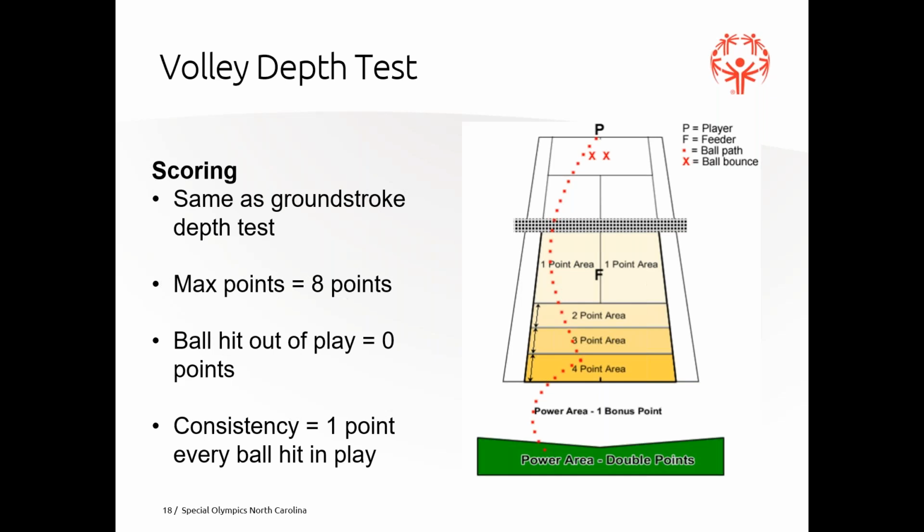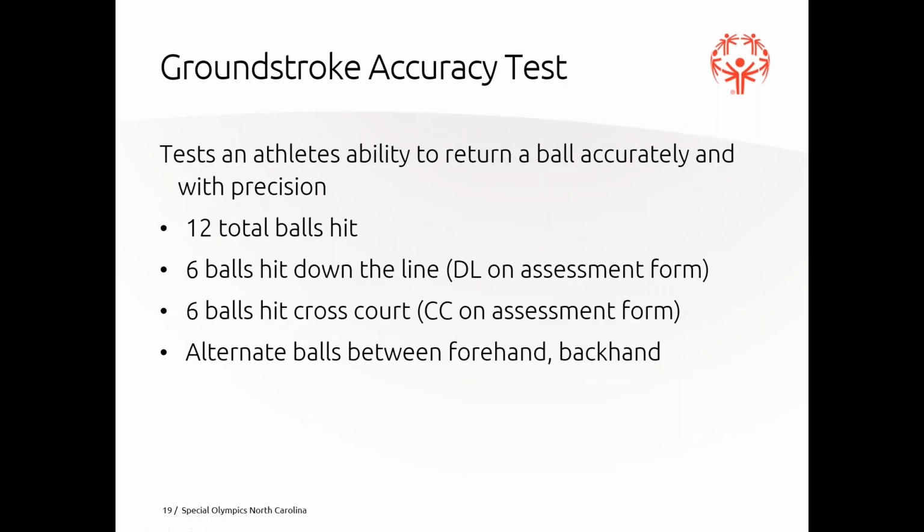Ground stroke accuracy test. Personnel needed: 1 feeder, 1 scorer, and 1 to 2 ball spotters. The ground stroke accuracy test consists of 12 ground strokes targeted cross court or down the sideline. The first bounce score areas are different than those of the volley and the ground stroke depth test. However, the second bounce bonus points and the consistency points remain the same.